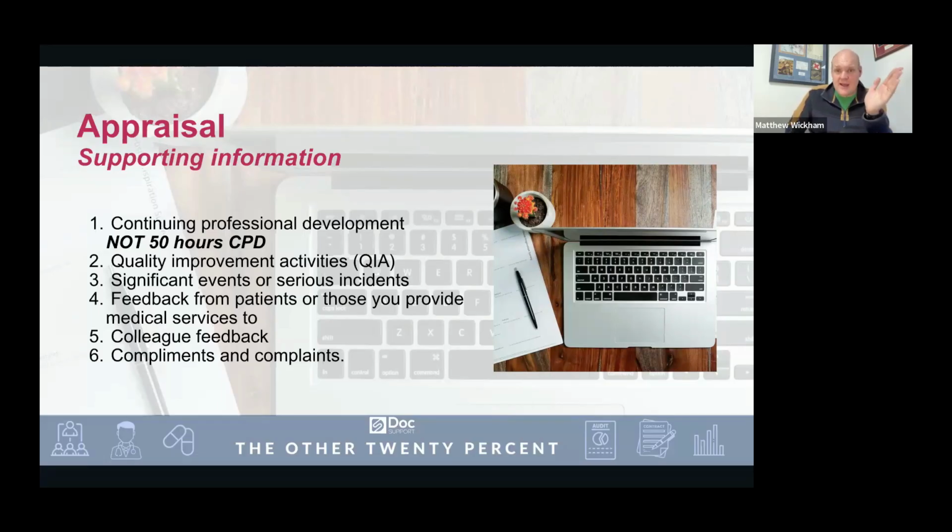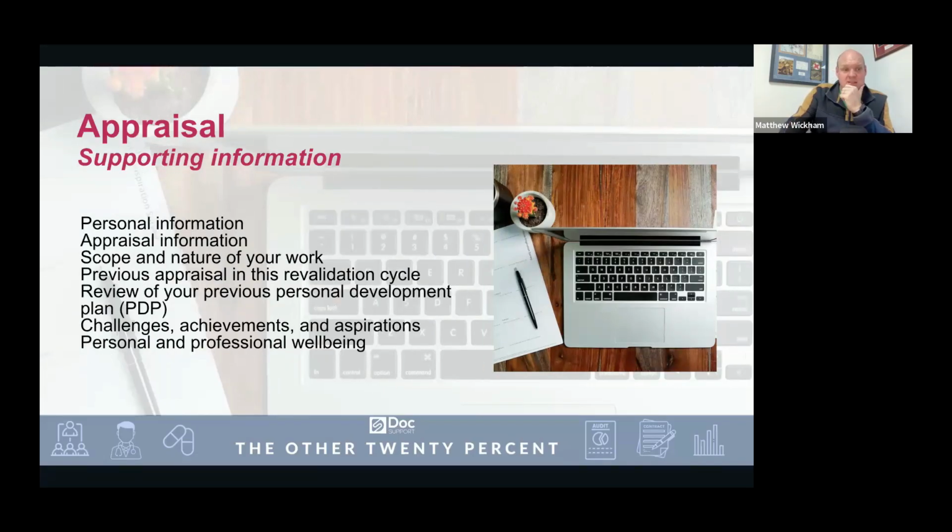Okay. You still have to do quality improvement activities. You still have to reflect on significant events and serious incidents. And every 5 years, you have to get feedback from patients that you provide medical services to. That's once every 5 years, not like you lovely people that have to do it what seems to be at least every year, if not more. And also the same for colleague feedback and, again, reflecting on any compliments and complaints.